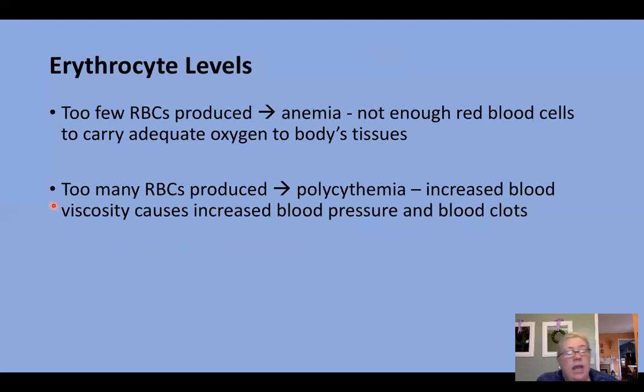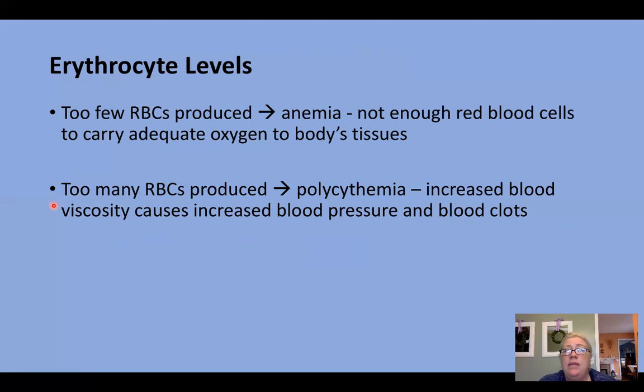So there is going to be a strict regulation on the number of erythrocytes at any point in time that we have in circulation. If you have too few red blood cells in circulation, you're going to have a condition that is generically referred to as anemia. One of the types of anemia is that you just don't have enough red blood cells in circulation to carry adequate oxygen to the body tissues.